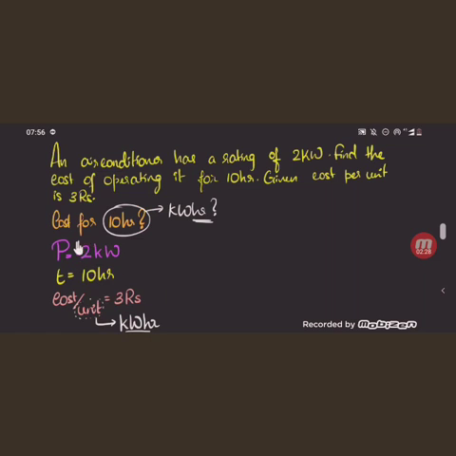Well, the power is 2 kilowatt. The time is 10 hours. So how much would be the energy consumed? Well, from this, we can clearly say the energy consumed, just by looking at the units, you can say kilowatt hour. 2 kilowatt times 10 hours would be 20 kilowatt hours. So the energy that is being consumed is 20 units. So in 10 hours, 20 units of energy has been consumed.